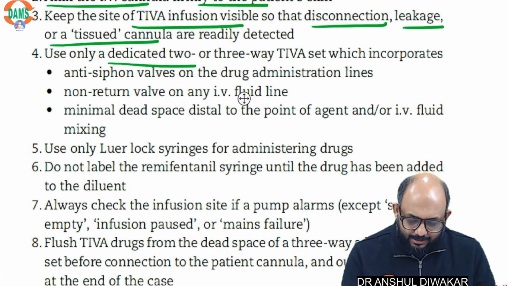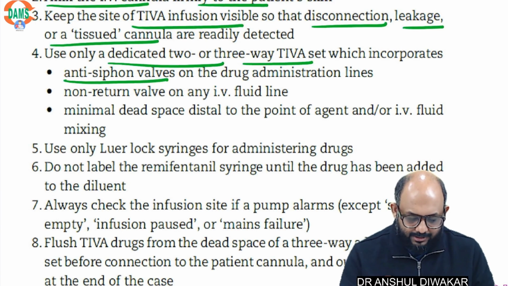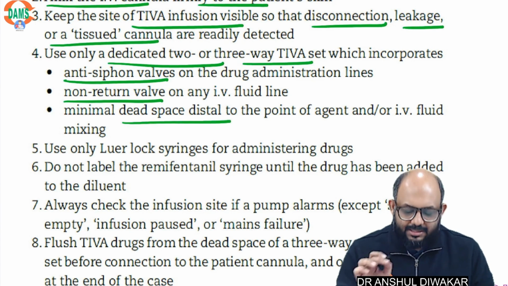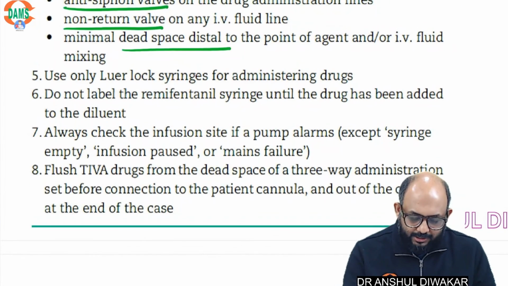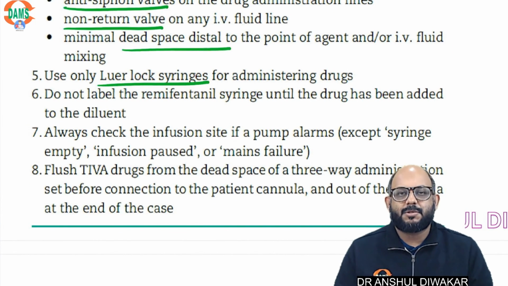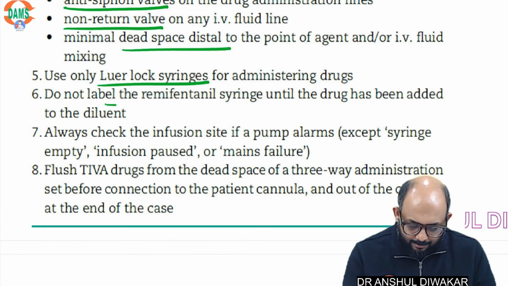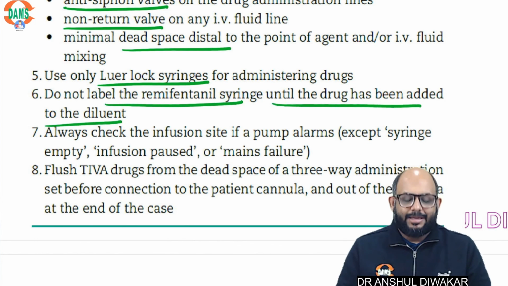Use only dedicated 2 or 3-way TIVA sets which incorporate an anti-siphon valve on the drug administration line, a non-return valve on any fluid line, and minimal dead space distal to the point of agent or IV fluid mixing. Only use Luer lock syringes for administration of drug so that the drug doesn't get spilled out, as well as you don't inject air. Do not label the remifentanil syringe until the drug has been added to the diluent.